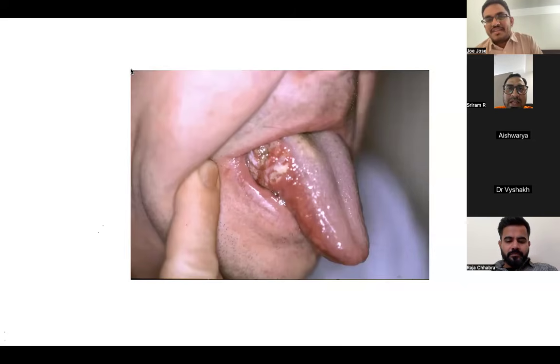Okay. So when you're talking about ward rounds, you have to go straight to the diagnosis. It's not like a case presentation. So squamous cell carcinoma of the tongue is the most probable cause. What is the treatment plan for this particular patient?